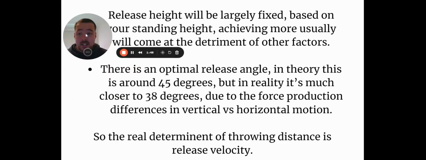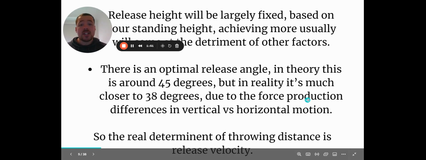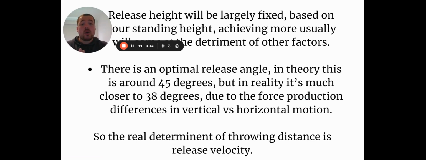For angle of release, that's kind of fixed as well. Based on projectile motion, there's an optimal angle of release that will result in the longest distance thrown. In theory, this is going to be around 45 degrees, okay? But in actual fact, in real scenarios, it's much closer to 38. This is just due to the makeup of your body, and if we think about this from a lifting standpoint, your bench press is going to be much stronger than your overhead press, okay? The size of the muscles, the muscle fibers, you can produce more force horizontally than vertically. So you can produce more release velocity if that angle comes down from 45 to 38, okay? So again, this factor is also relatively fixed.